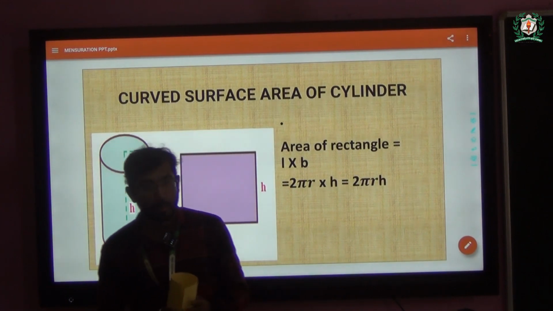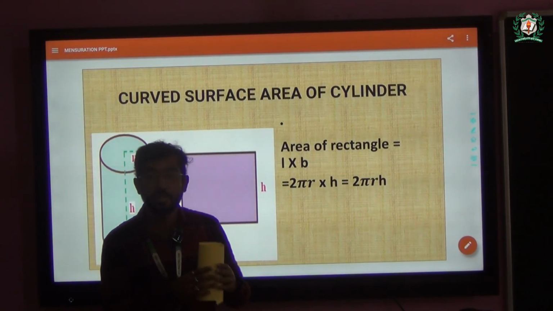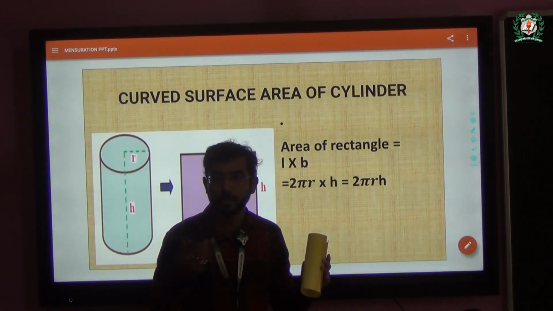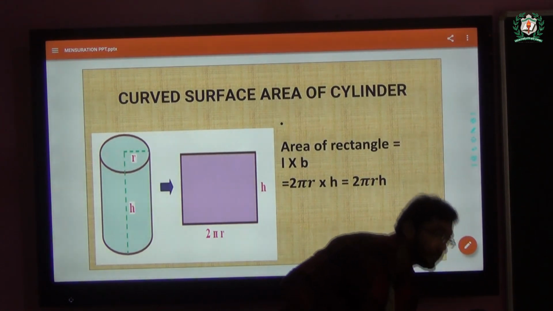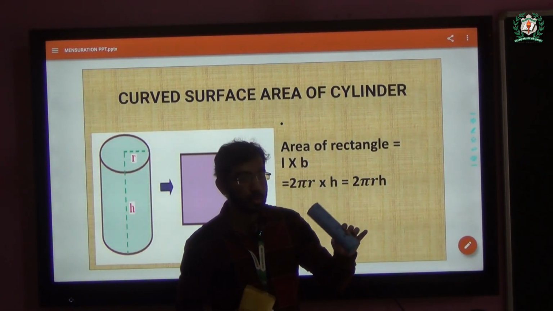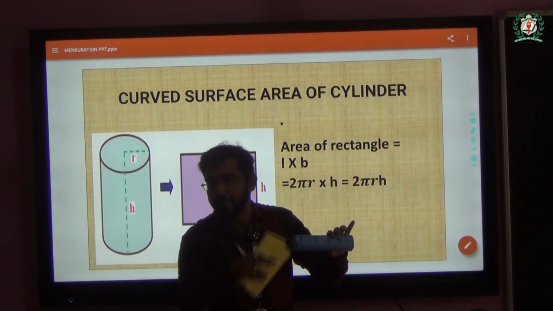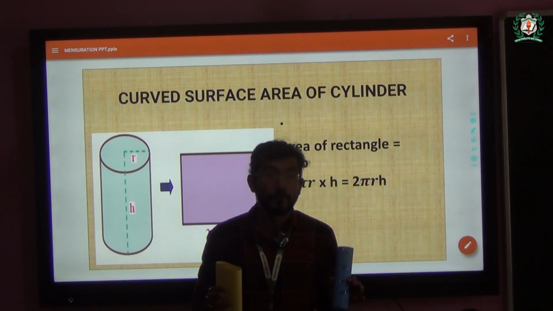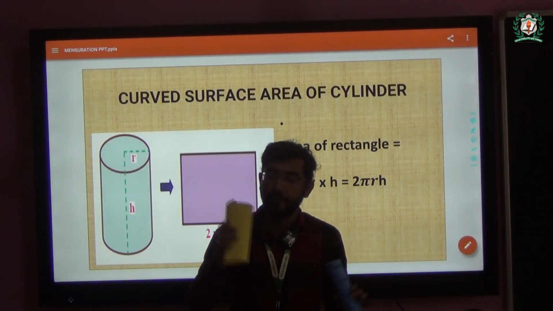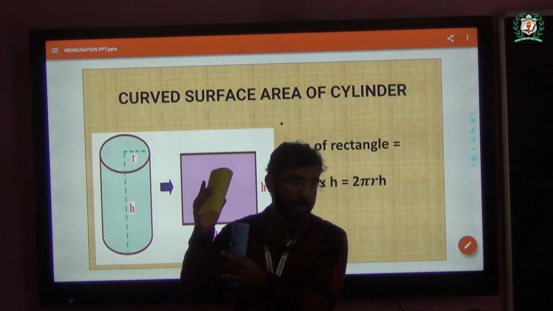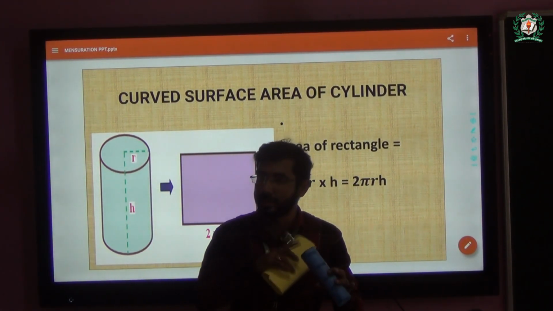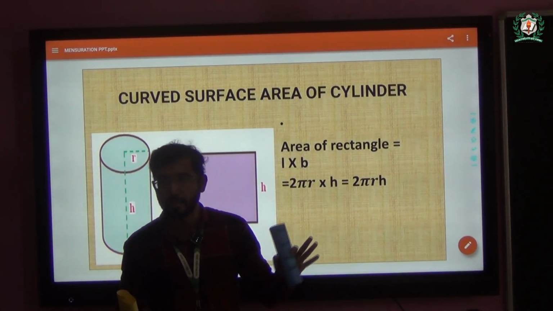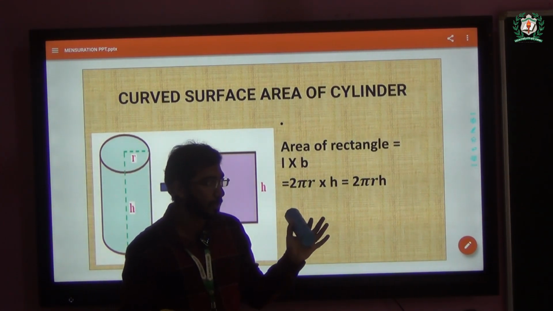Now, which type of cylinder is this, hollow or solid? Hollow. But sometimes we may have some solid cylinder also, like this one. So except this curved surface, do we have any other type of surface? Two circles. So have I considered these two circles here? If I consider these two circles now, what type of surface area we will get?